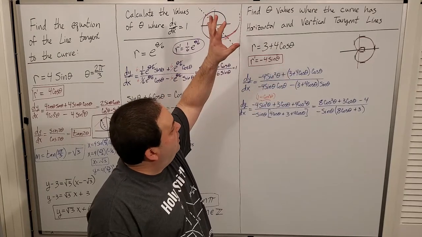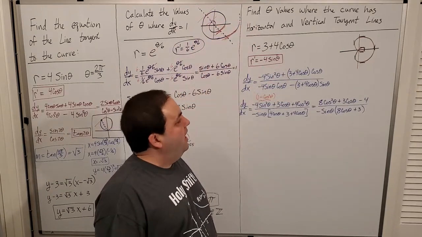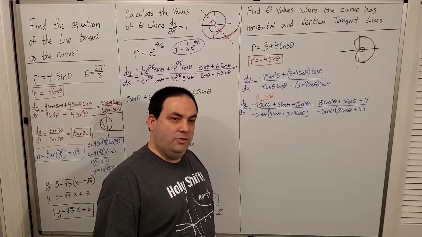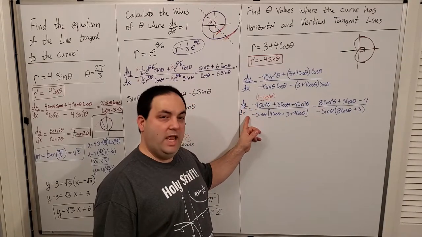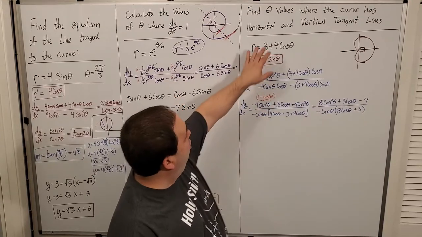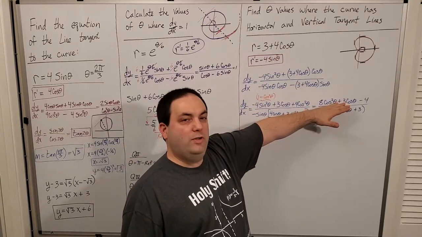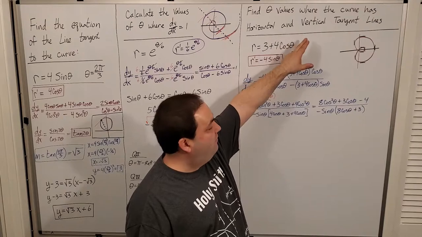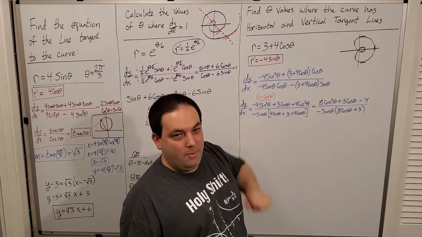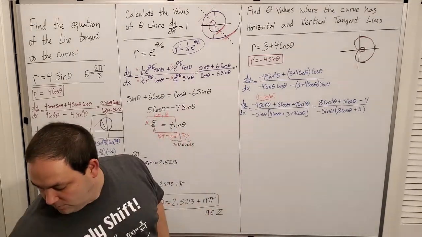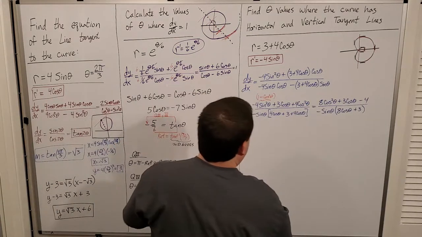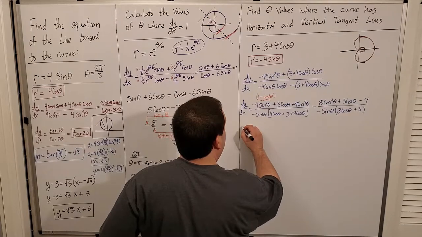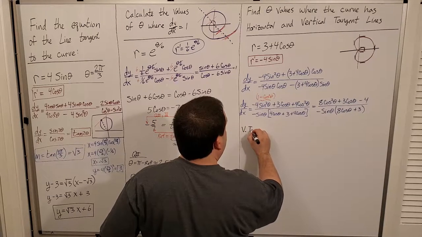Now it's time for me to look for the vertical and horizontal values independently. Because remember, this is the derivative dy over dx. It's going to be horizontal when the numerator is 0, and it's going to be vertical when the denominator is 0. Okay, so let's solve those right here. Let's do the vertical ones first, the vertical tangents.